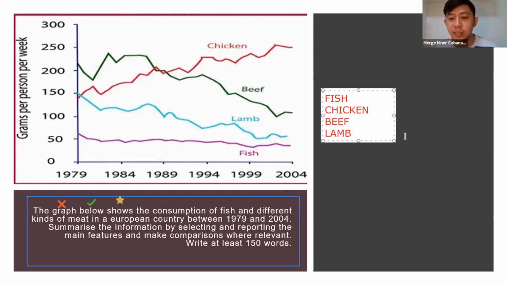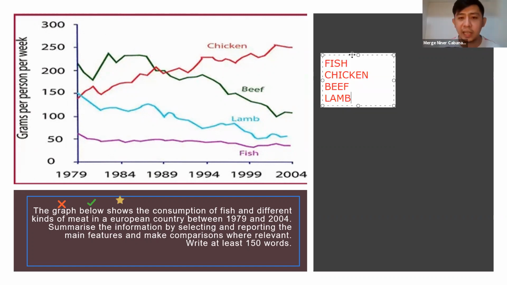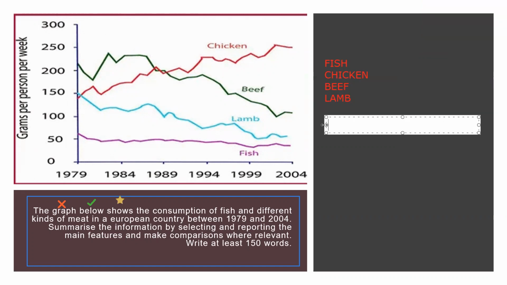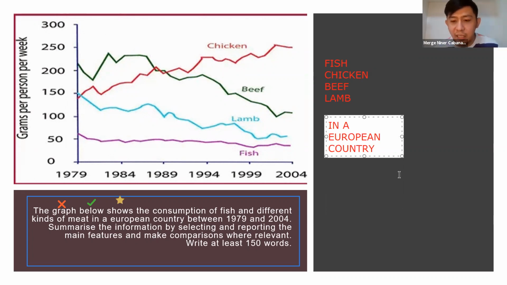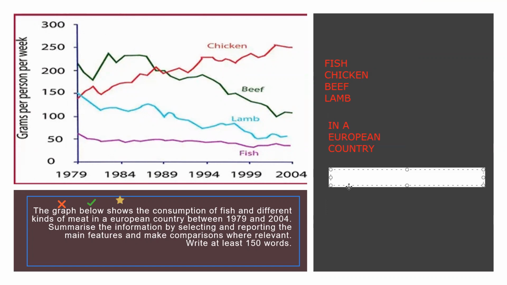All right, let us ask Christine Mercado. We answered the who element. Can you answer the where element? Where did the study happen? In a European country. All right. This study occurred in a European country. And lastly, Sheena. Sheena, tell me about the when element of my task. Sir, between 1979 and 2004. Correct. Between 1979 and 2004.